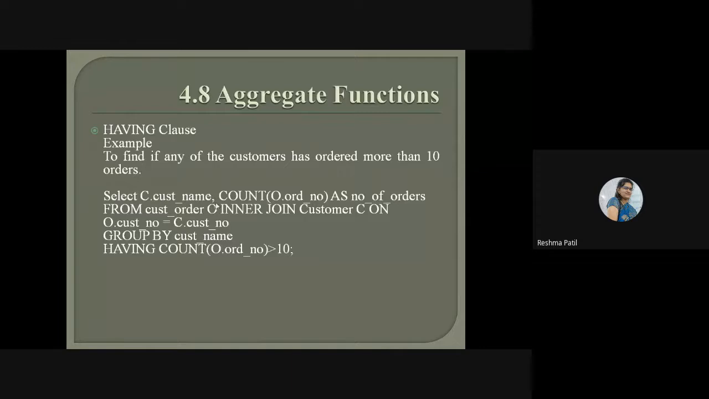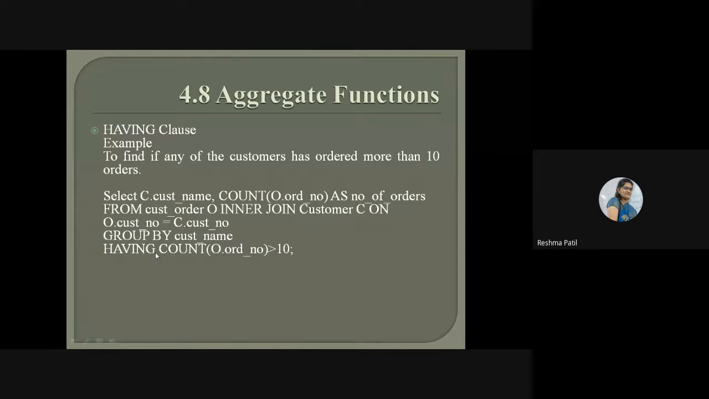So here you will get the result as a customer name. What is the count of his orders? That will be displayed to you. From which table? Customer order. We are going to apply an inner join on the customer order and customer table. On, here we will write the common field: O.customer_number is equal to C.customer_number. Now GROUP BY, how are we going to show the data? Customer name wise.